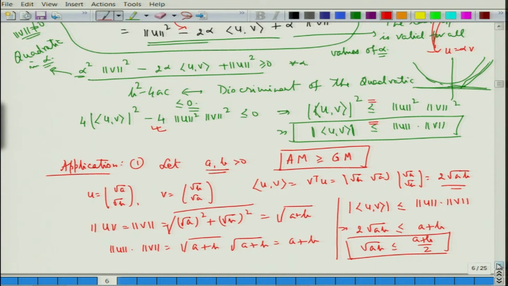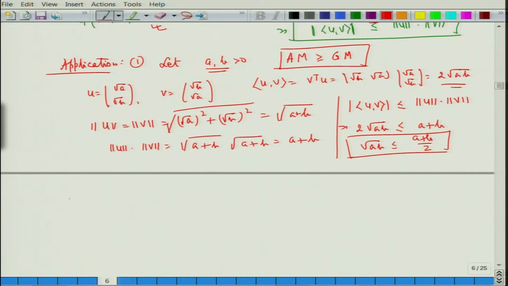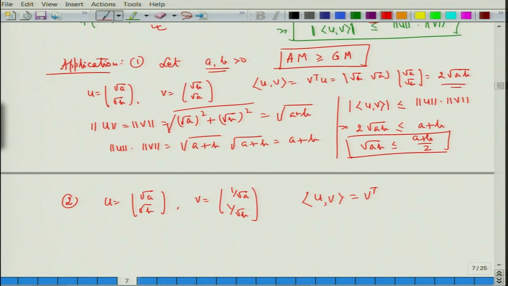Another example that I would like you to see here is a slight change in this. Take U as it is, the square root of A, the square root of B. Take V as 1 upon the square root of A, 1 upon the square root of B. You take U and V as different, fine. There is a small difference. Therefore, if I look at the inner product UV, which is V transpose U, it will be equal to 1 upon root A, 1 upon root B times root A, root B. This into this cancels out, you get 1, 1. So 1 plus 1, which is 2, fine.